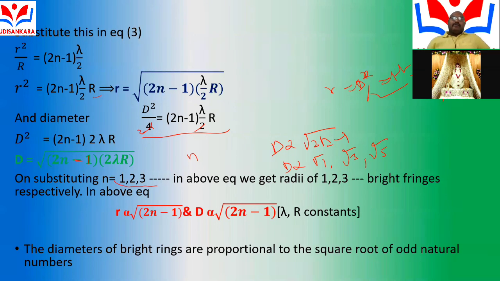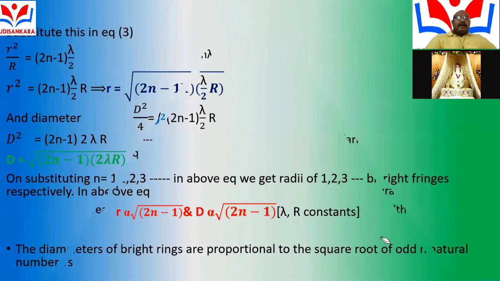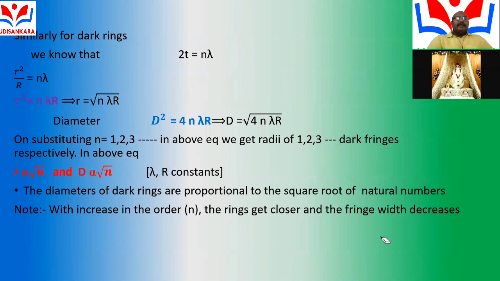That means 1, 3, 5 are the odd numbers. The diameter of the bright band is directly proportional to the square root of odd natural numbers. That is the diameter of the bright band of the Newton rings experiment. And similarly, you can calculate the dark band.